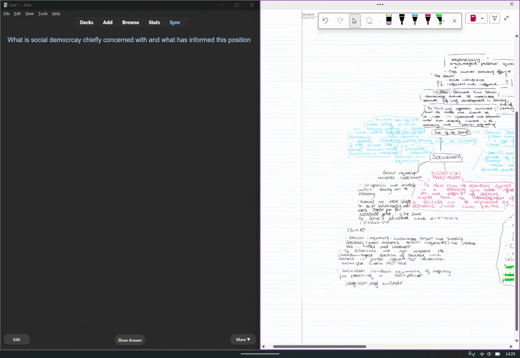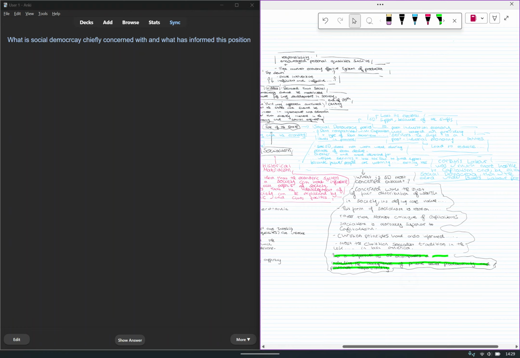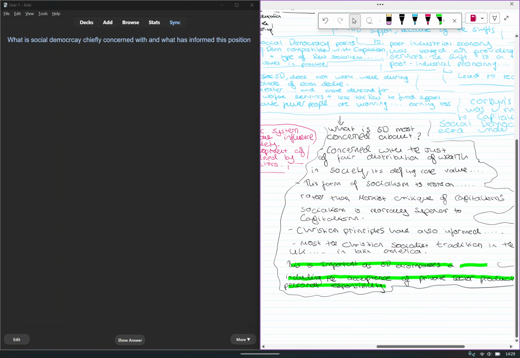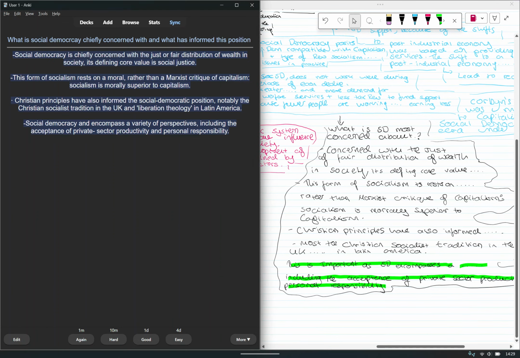What is social democracy most concerned with, and what has informed this position? We have this flashcard here, and it's already included, so copy this down on your mind map now. It's most concerned with the fair distribution of wealth in society and defining its core values in social justice.